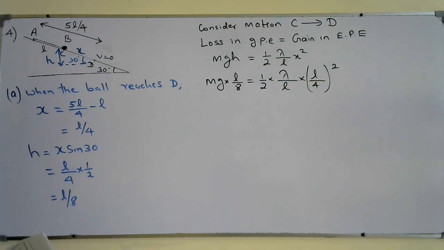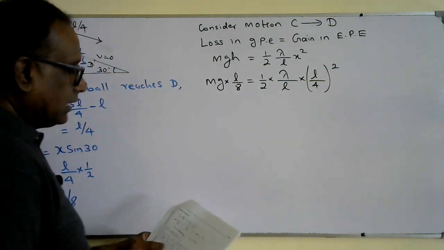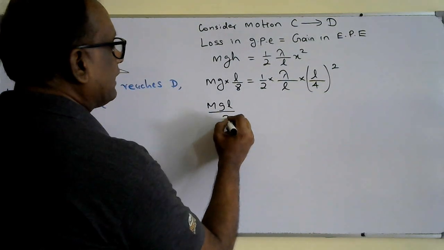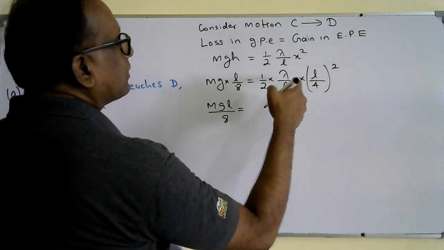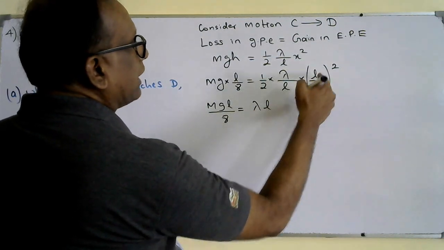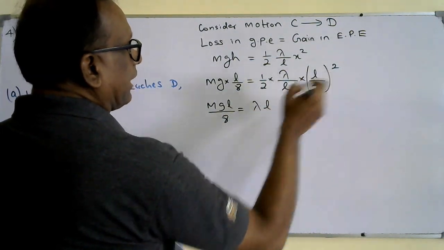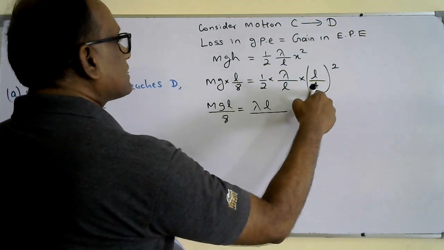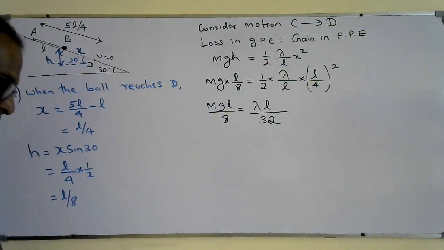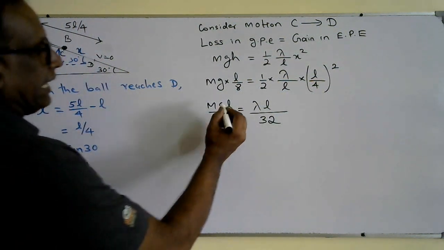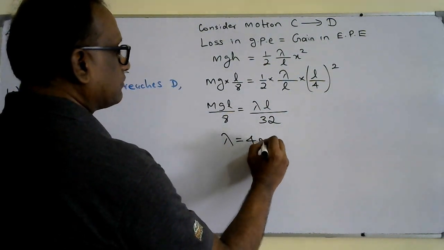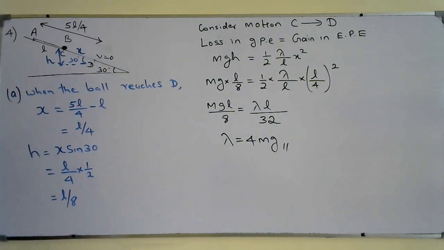So that's going to be MGL over 8 equal to lambda L squared over L, so the L gets cancelled, lambda L over 16, square of 4 is 16, times 2 is 32. Okay, so the L will get cancelled, 8 into 4, so lambda is equal to 4 mg. That's the final answer.